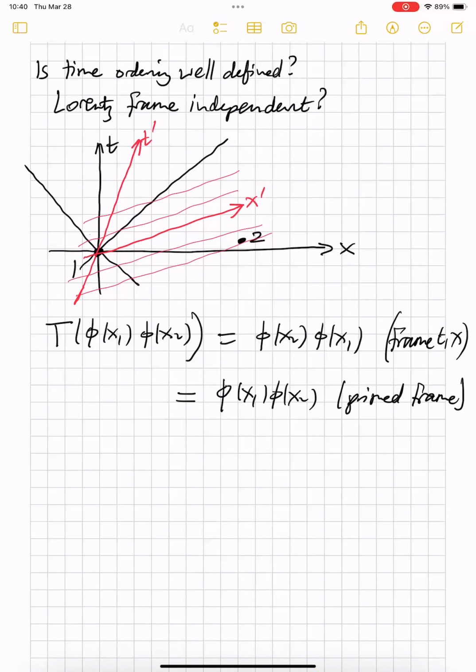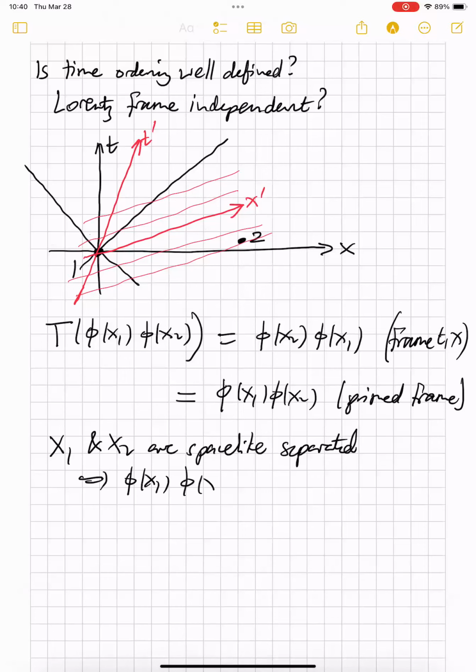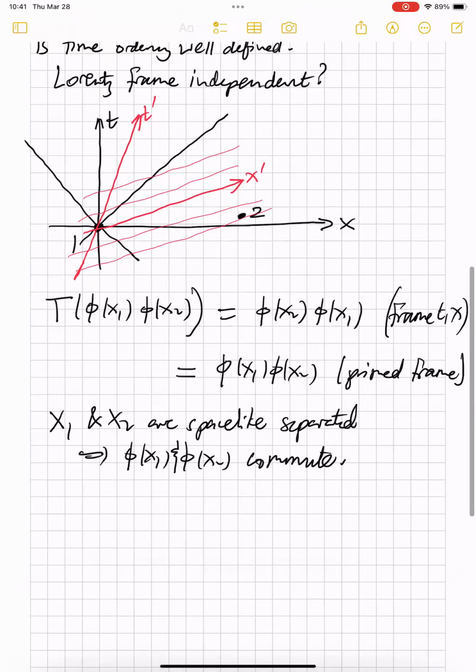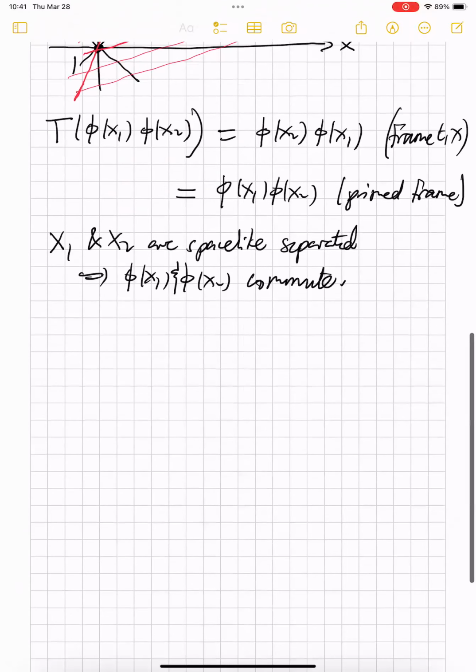Now, the point here is x1 and x2 are space-like separated. And because of that, phi of x1 and phi of x2 commute. So in actual fact, no problem. We've written down the same product in the frame and the prime frame because these two operators commute. But we were saved by the fact that these operators were space-like separated. If we consider a case where they are time-like separated, they don't commute.